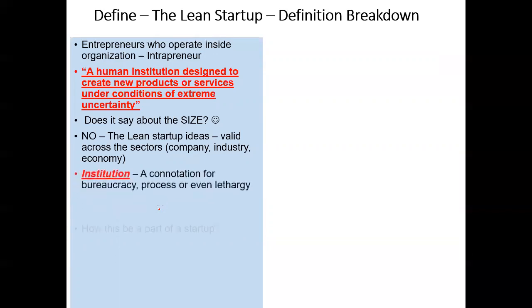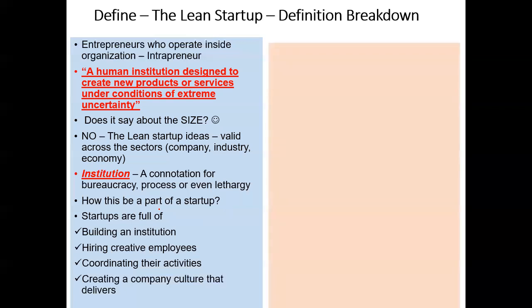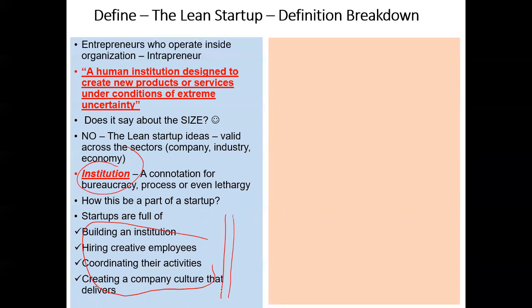As this is an institution, it does require some sort of management. So we need to answer a few questions that how this to be part of a startup, if startups are full of building an institution, hiring creative employees, coordinating their activities, creating a company culture that delivers. So these are all the things that you should be focused at in the beginning when you are starting and you are the one who has dream of building something. So that you have to build that institution, the human institution. Why institution? Because without building an institution, you will not be able to hire creative people, coordinate their activities, and creating a company culture. All these things, they require certain degree of management.